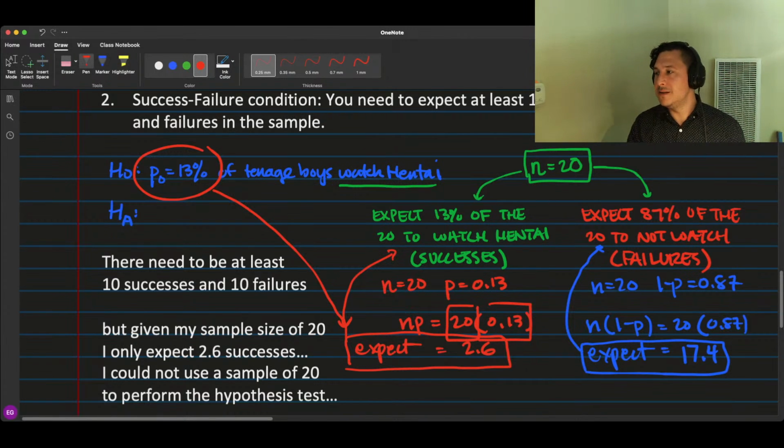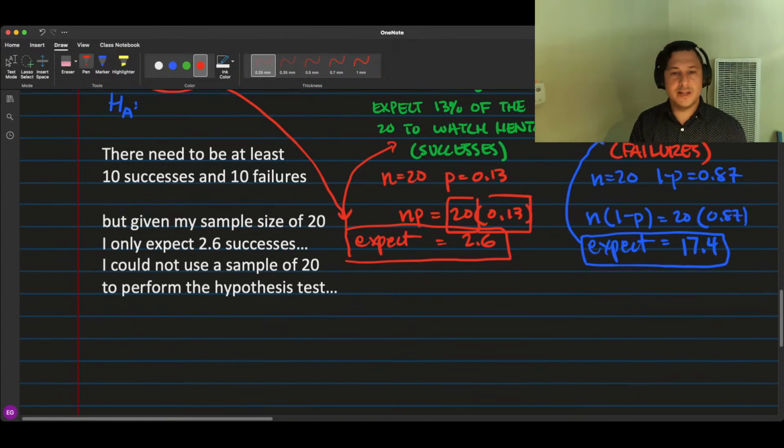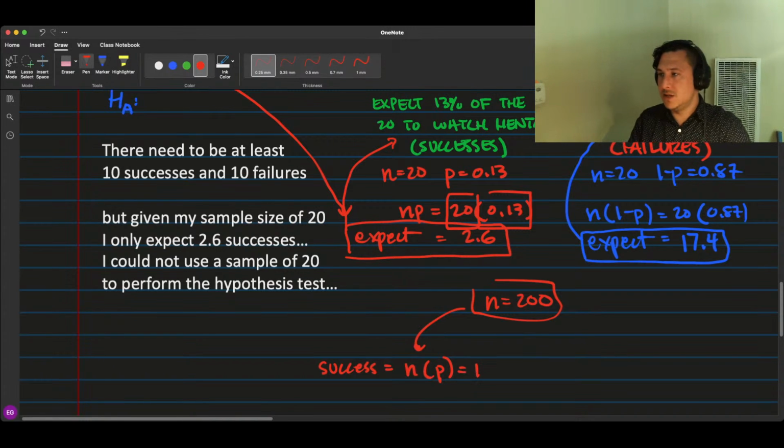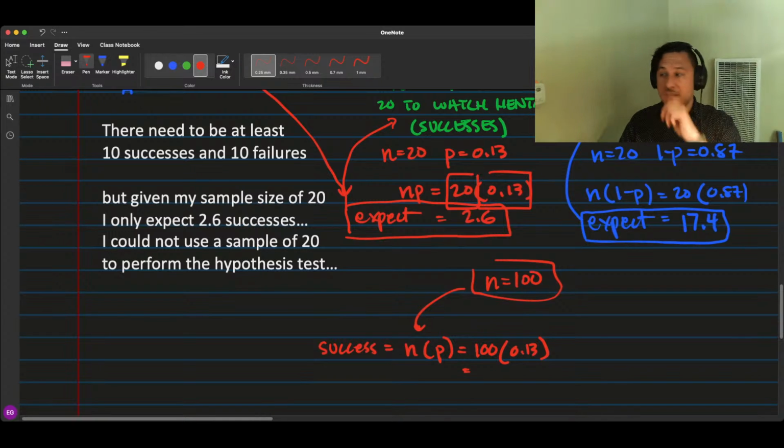Yes, exactly. So let's just write that down. An example where it would go well is, let's make n equal 200. Then the expected number of successes would be your n times your p. My n is, actually my bad, let's just make it 100. I don't need 200. You would say I have 100 times 0.13. 13% of 100 is 13 successes. And you'd be like, oh, we're good. 13 is more than 10.